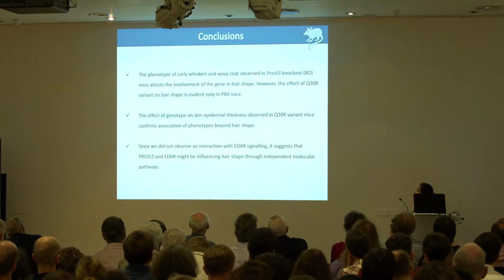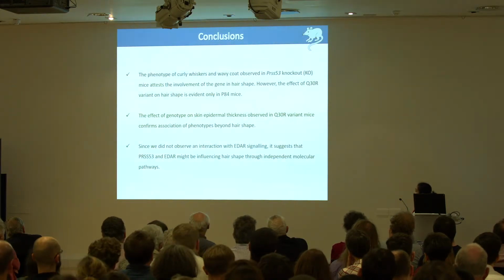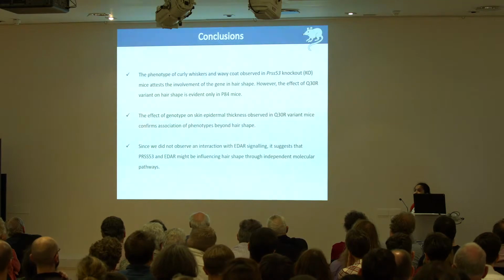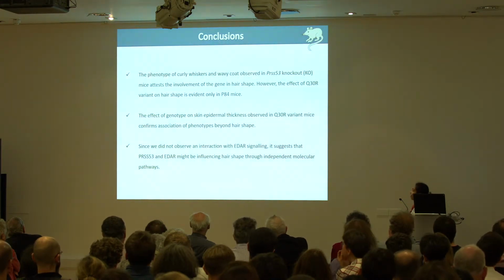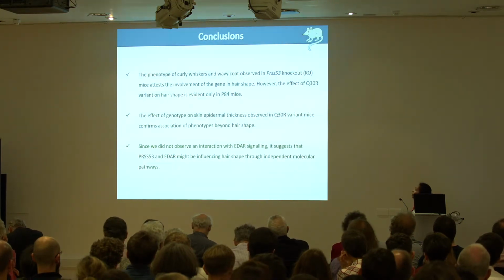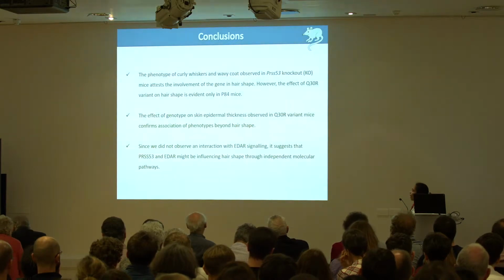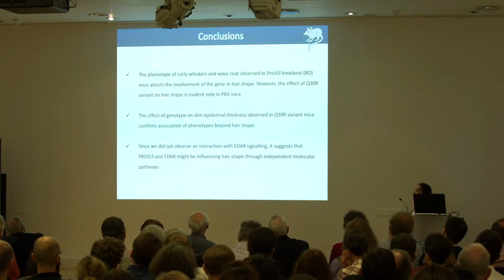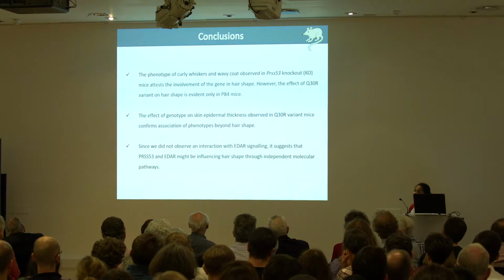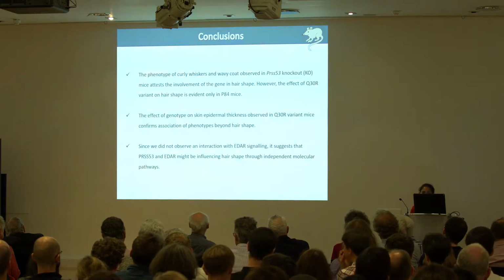And we also come forward with a novel phenotype, that is the effect of increased epidermal thickness in mice, which can now be tested back in humans, and that's the whole point of conducting a mice model study. And it also told us that it contributes to phenotypes beyond hair shape. And since we did not observe an interaction with EDR signaling, it suggests that PRSS53 and EDR might be influencing the hair shape through independent molecular pathways.